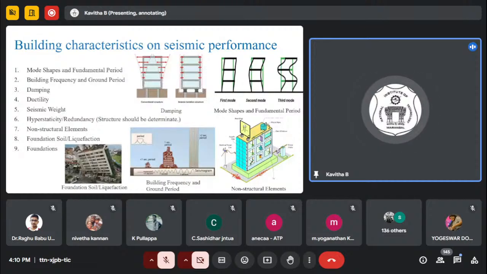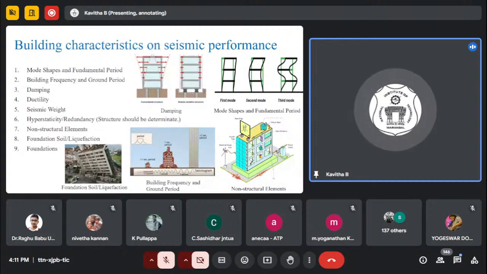Okay, next thing is frequency and ground period. As we discussed, the buildings have a natural frequency, and our soil also has its own frequency. So whenever you are doing the soil test, you have to make sure what kind of soil the building is going to lie on, and we have to think about the resonance from soil to building mass. The damping property and ductility property are your building properties, the damping of your structure and ductility of your structural materials. The seismic weight is nothing but the total weight of your building.